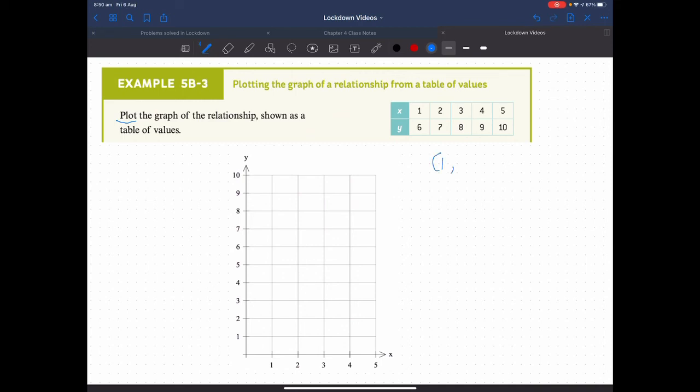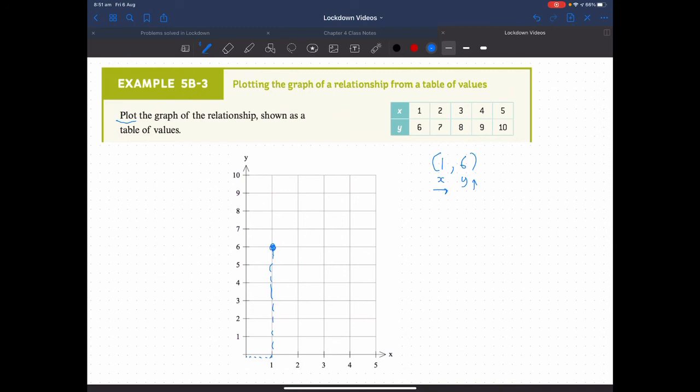1, 6. X is 1, Y is 6. So like we did in chapter 4, we go across 1 in the X direction and we go up 6. So I am going to dot on my screen so you can see what I'm doing. Across 1 and up to 6, where I'm marking my point.